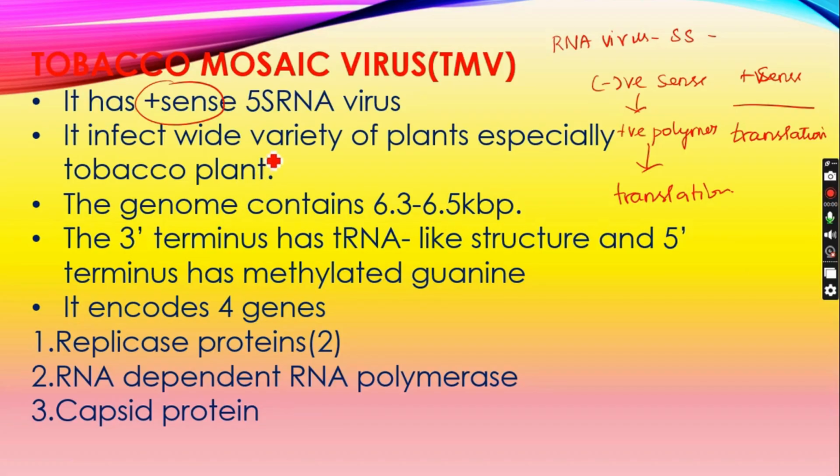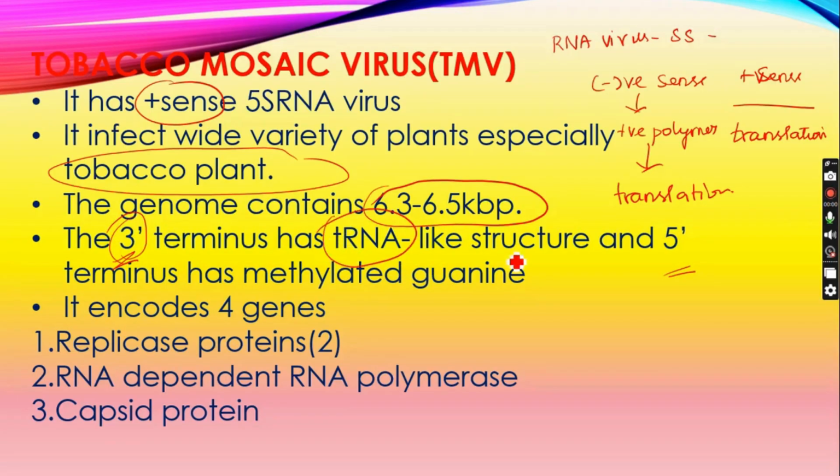Tobacco mosaic virus infects a wide variety of plants like many of the Solanum species, and especially the tobacco plant is affected by the tobacco mosaic virus. The genome consists of 6.3 to 6.5 kilobase pairs. It has 3' and 5' termini, where the 3' terminus is arranged like a tRNA during translation, and the 5' terminus is methylated guanine, arranged like an mRNA segment.